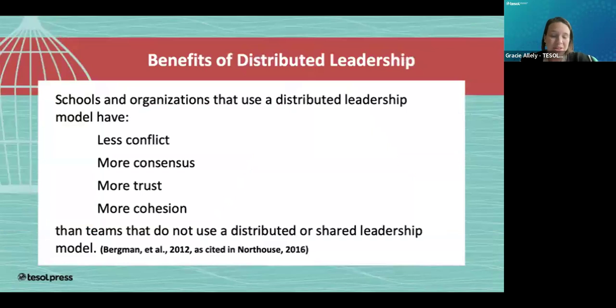There are many benefits for distributed leadership. Research shows us that schools and organizations that use a distributed leadership model have less conflict, more consensus, more trust, more cohesion than teams that do not. So it definitely benefits everyone to have this shared leadership model.